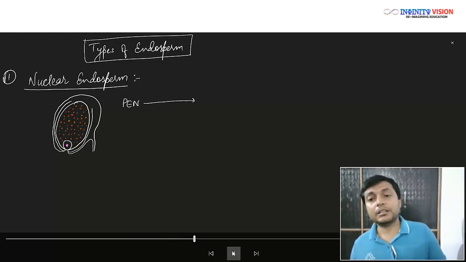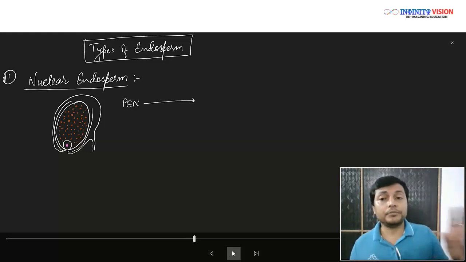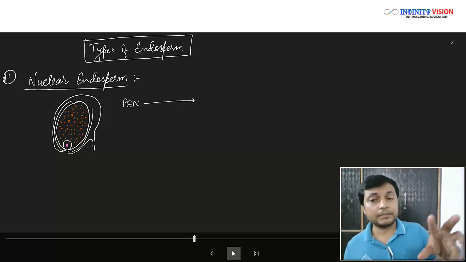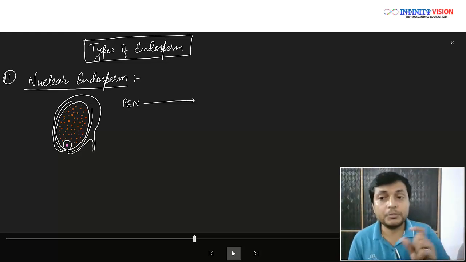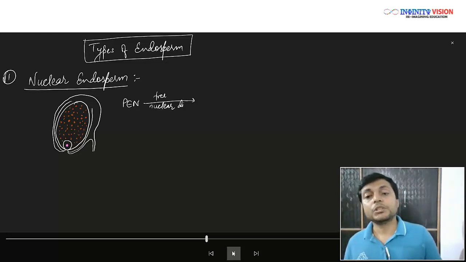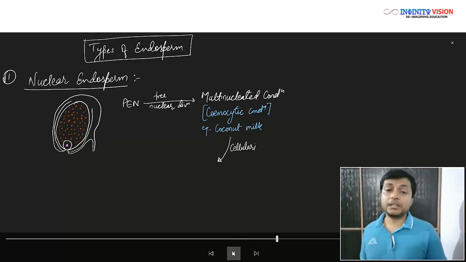This entire thing is one cell, and in this cytoplasm, so cytoplasm is a liquid, and this liquid has a lot of nuclei, a multinucleated condition, and this entire space, which is supposed to be endosperm, is liquid in state, right? So this endosperm is liquid in state. Do remember, nuclear endosperm is liquid. Now PEN, free nuclear division, as a result a multinucleated condition arises, and the multinucleated condition is also known as the syncytial condition. Okay, now an example is coconut milk.